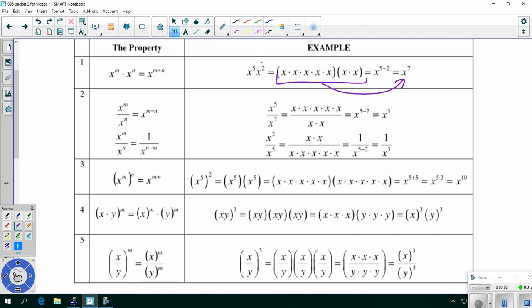But the question is, was there some nifty little shortcut we could have done with the 5 and the 2 in the beginning to get us the right final exponent answer?